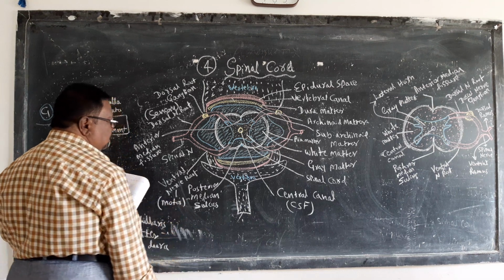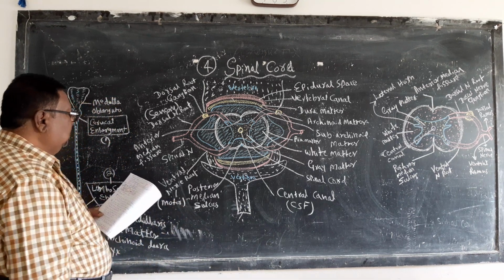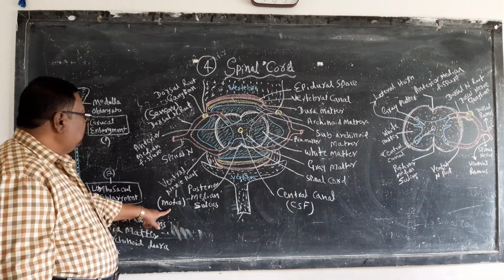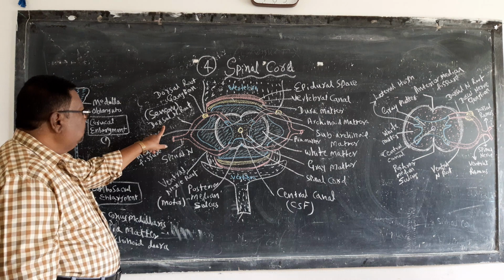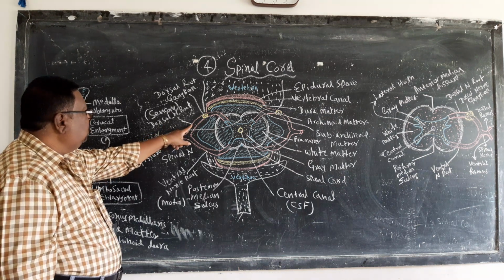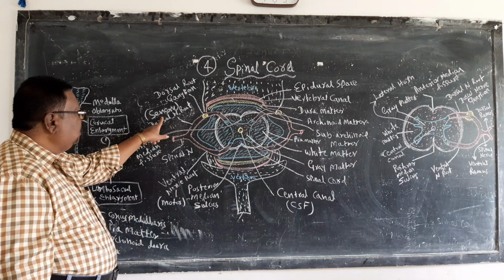Nerve roots. The ventral nerve root is the motor nerve root, and this is the dorsal nerve root, which is sensory in nature.